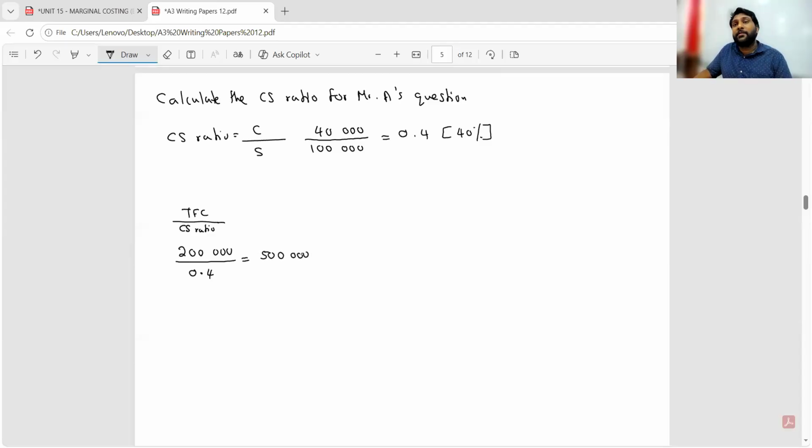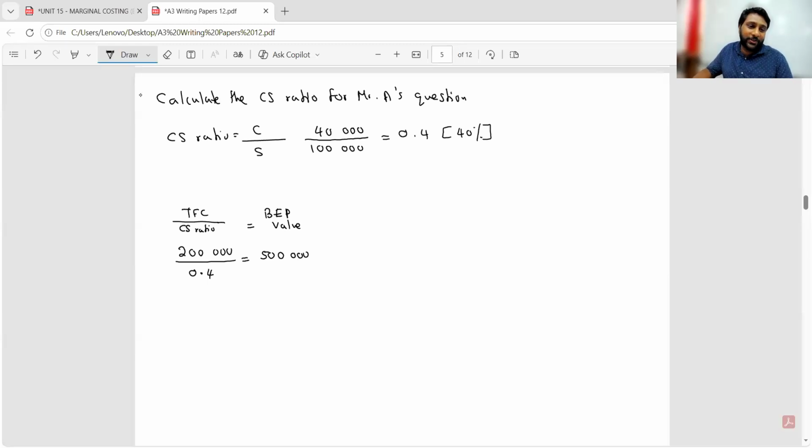Now check Mr. A's question. What is the break-even point sales value that we calculated? The same 500,000 we got when we divide the total fixed cost by the CS ratio.